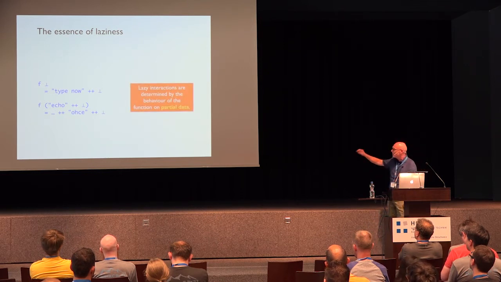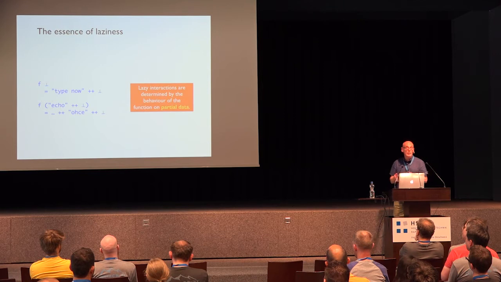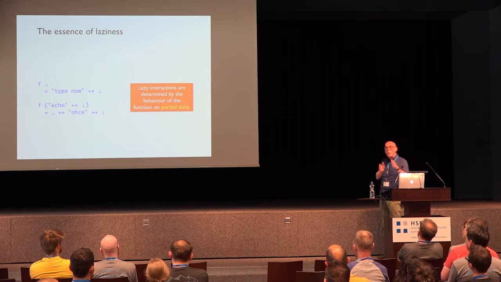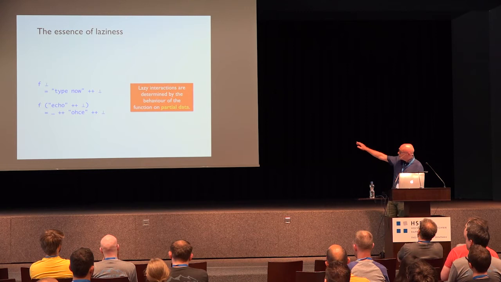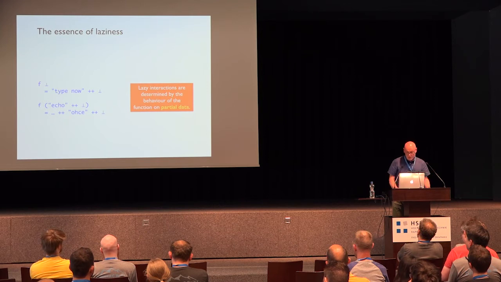The message of this introductory bit is that lazy interactions are determined by the behavior of functions on partial data. They're very different. We're not talking about sequences, we're talking about a single list, but we approximate the input so far by a list terminated with bottom. Okay, so that's our context.